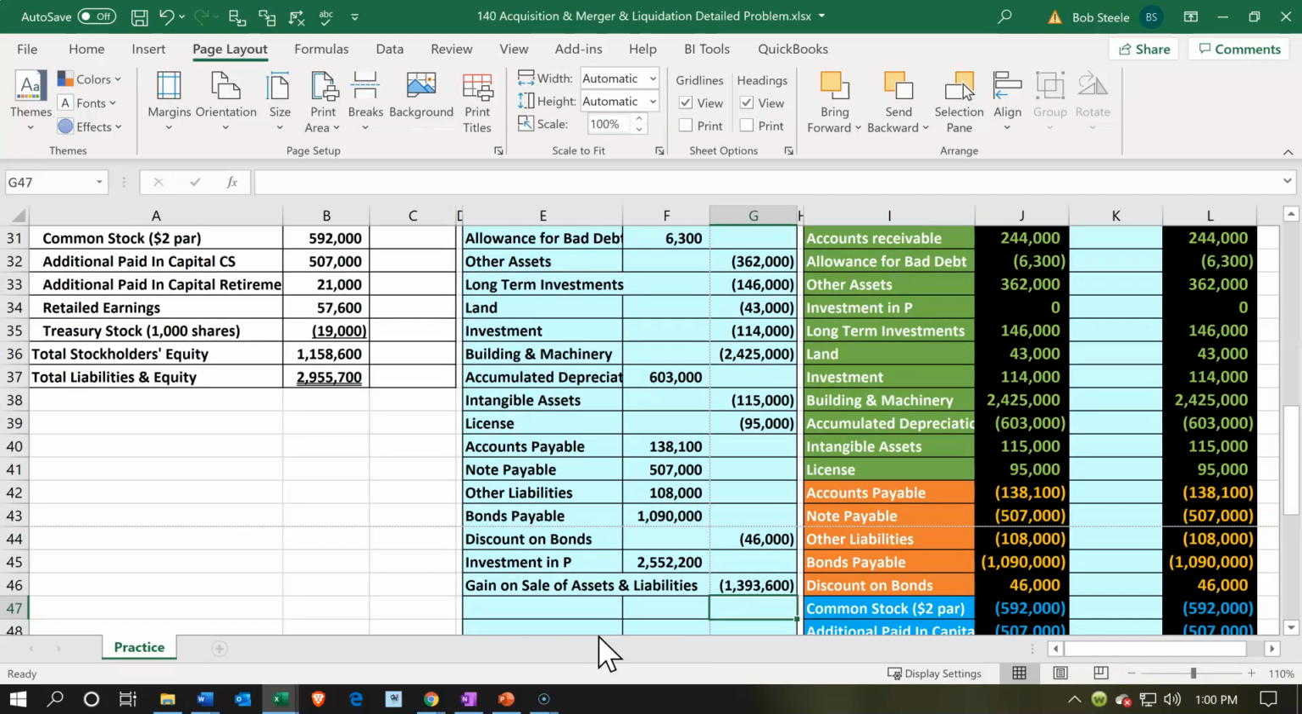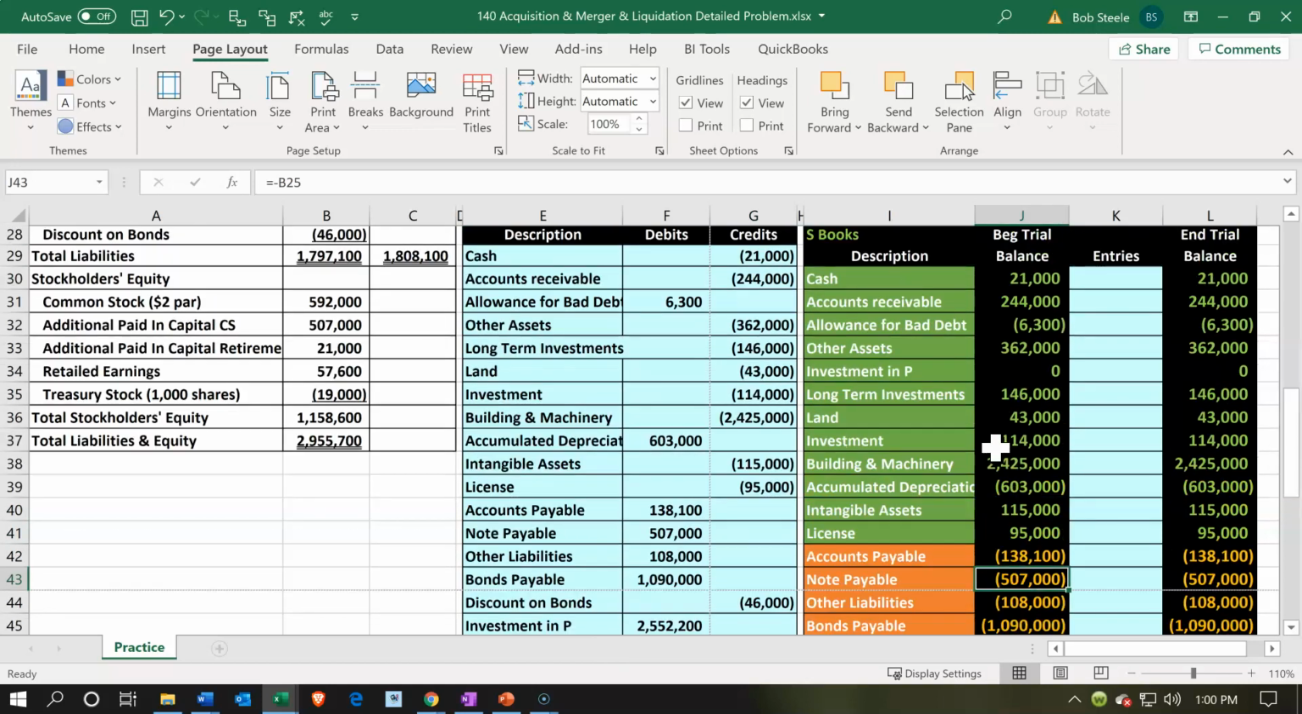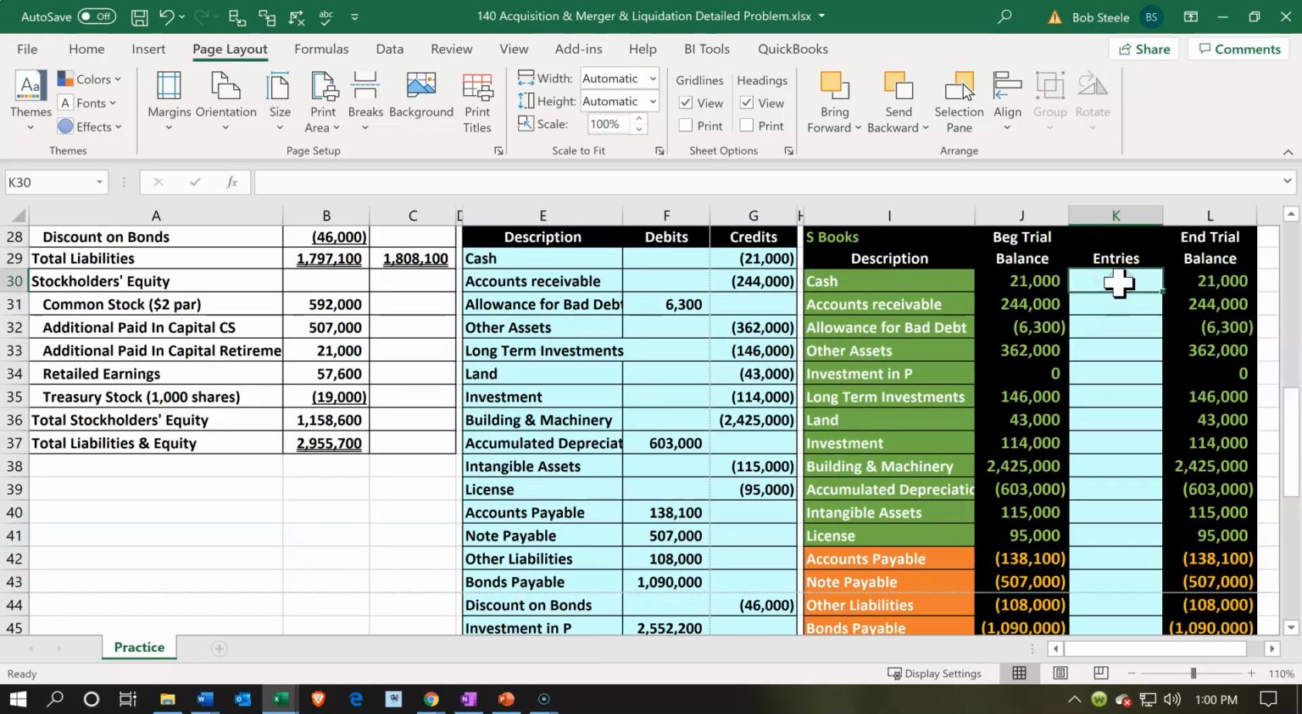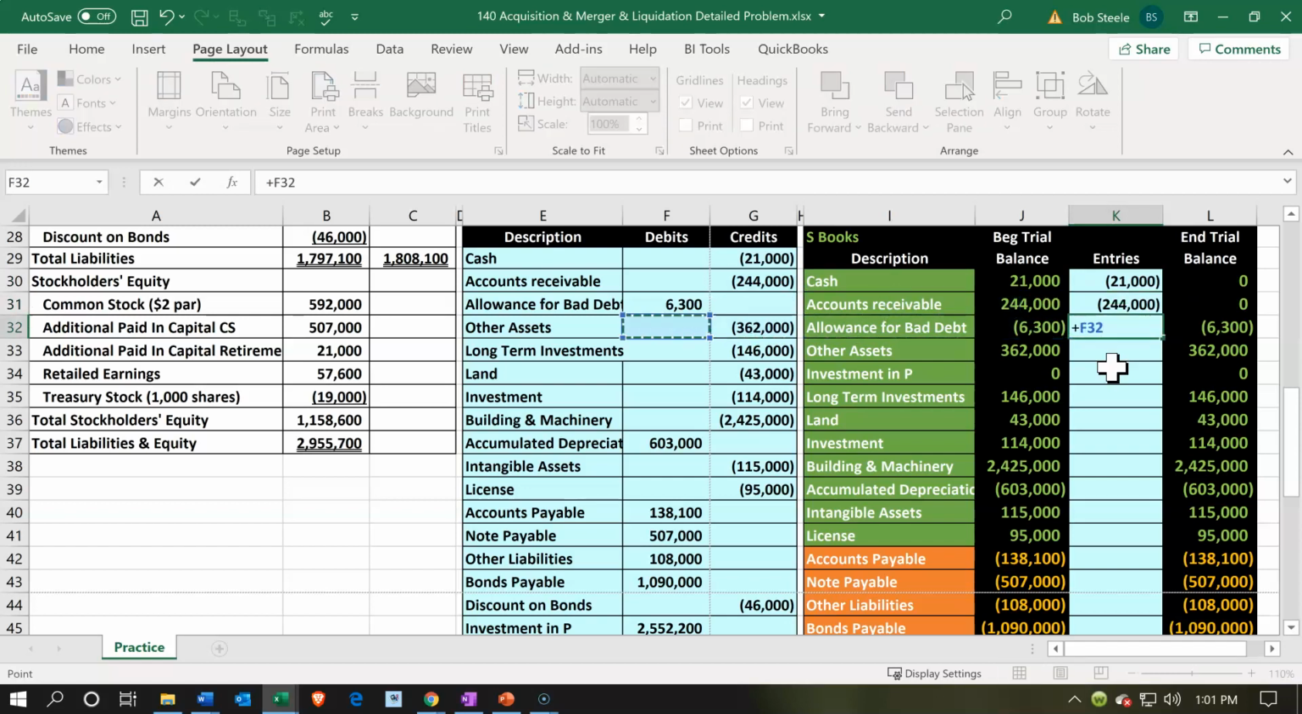Now, if we were to post this out, then we'll post out this long journal entry. It should remind you of a closing entry. We're just going to clear everything out. So cash is going to go down to 0. Then we've got this one going down. Accounts receivable. The allowance is going to go down, right?